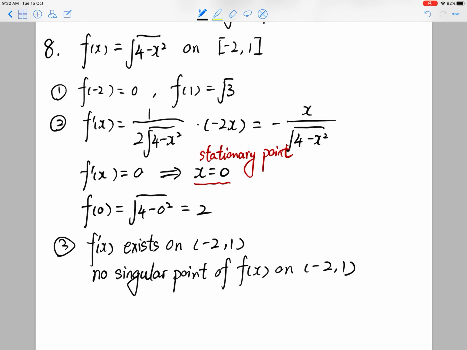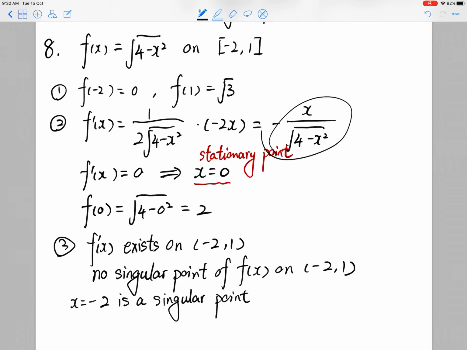All right, but we can say -2 is a singular point, because when x is -2, the denominator is 0, so this derivative does not exist. But we have already counted it as our endpoint, so we don't have to double count it as a singular point again. This is a singular point, but it's not on the open interval -2 to 1, so we don't have to consider it.